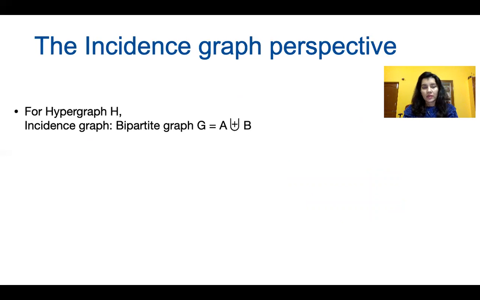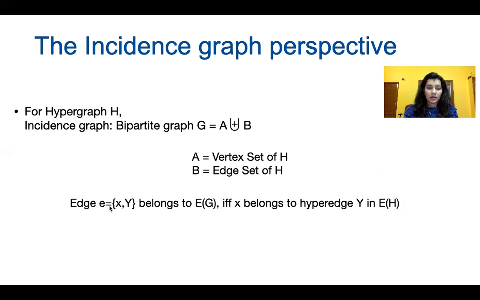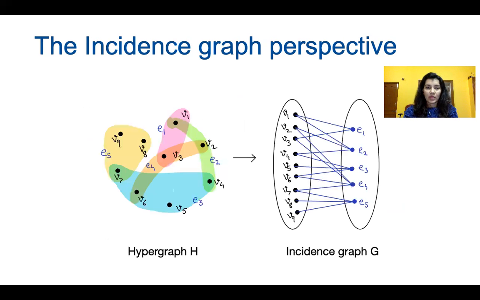So for a hypergraph, its incidence graph is basically a bipartite graph whose partitions are its vertex set and edge set. And the edges in this bipartite graph indicate the containments of the vertices in the corresponding hyperedges in the hypergraph. The diagram will help make it more clear. You can see that we have all the vertices on one side and all the edges on the other side. And if a vertex was contained in a hyperedge in the hypergraph, we introduce an edge between them.